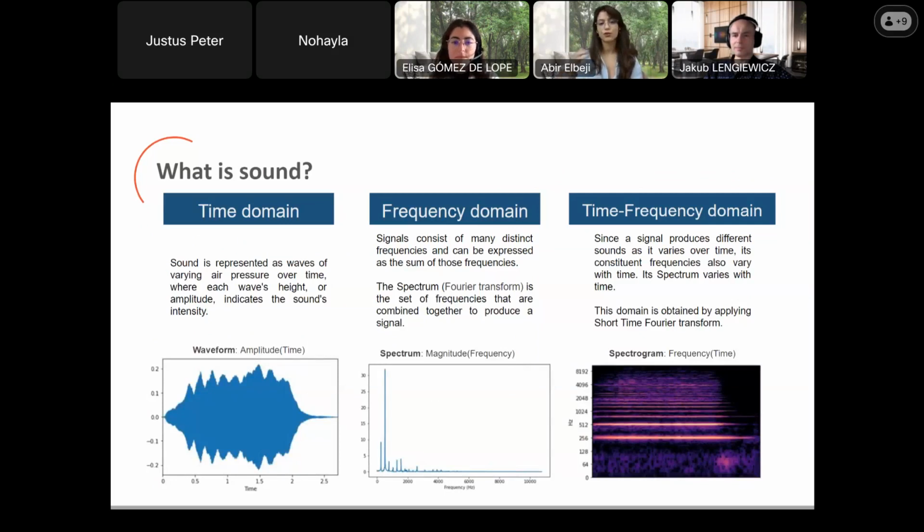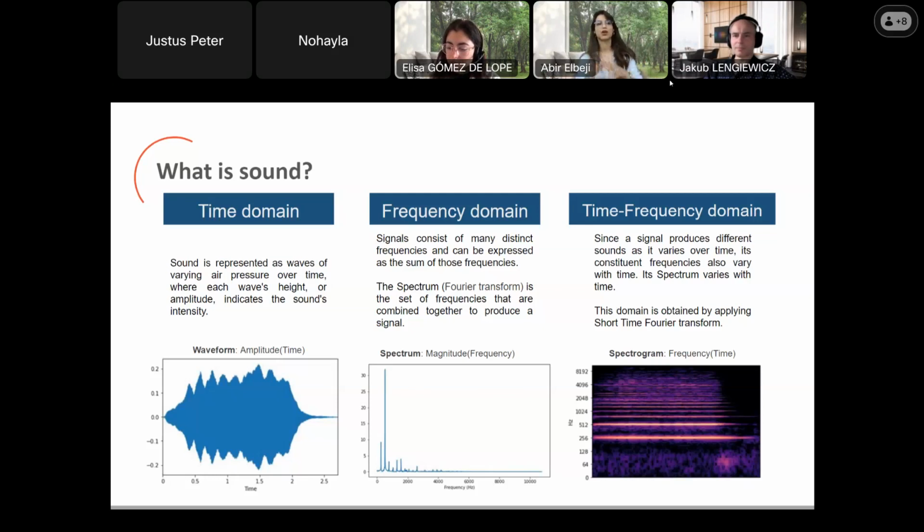There's also the frequency domain, because the signal consists of many distinct frequencies that are expressed as the sum of these frequencies. And here we can have the spectrum, which can be obtained by applying Fourier transform from the time domain, and get the spectrum, which is the magnitude based on the frequency.